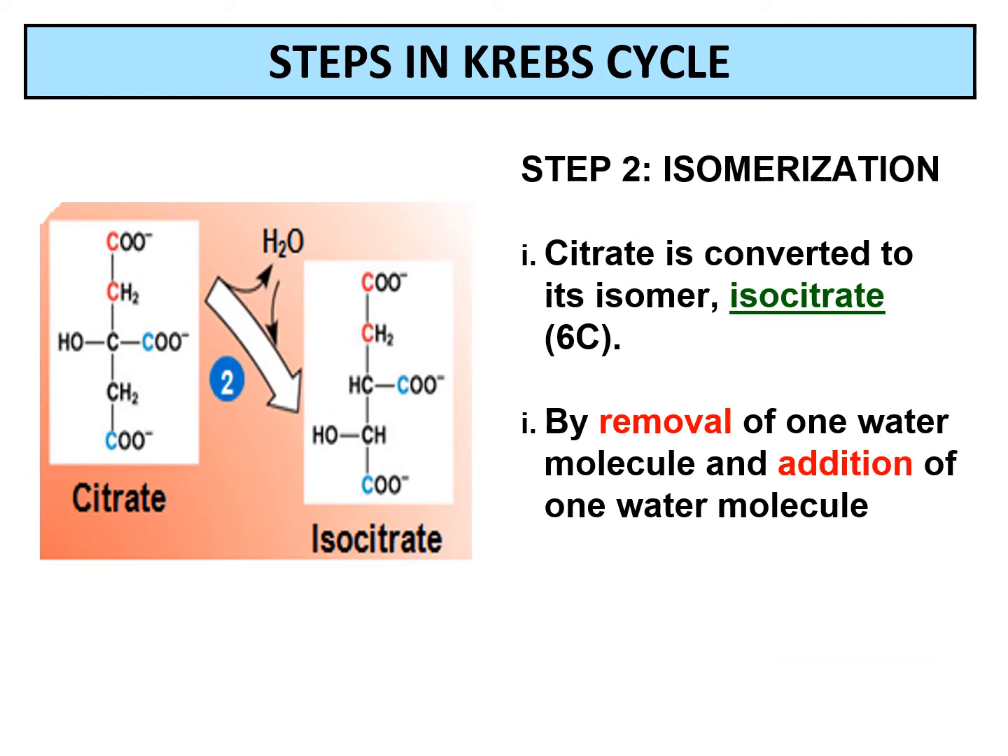Step 2 is isomerization. It involves citrate isomerizing to its isomer, isocitrate. Citrate is a 6 carbon molecule. Isocitrate is also a 6 carbon molecule. This process is isomerization. It does not involve any change in the molecular formula.